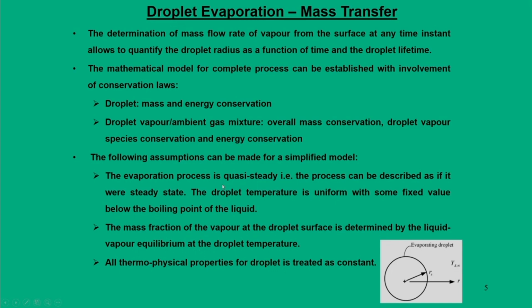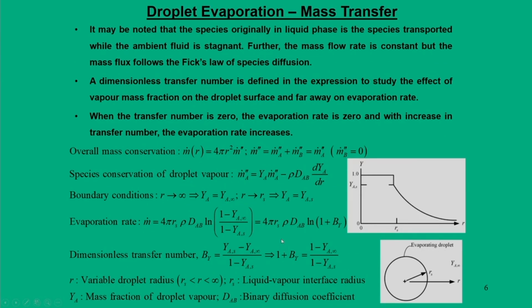The first one is that the evaporation process is quasi-steady. This means that the process can be described as if it were in steady state. The droplet temperature is uniform with some fixed value below the boiling point of the liquid. The mass fraction of the vapor at the droplet surface is determined by the liquid-vapor equilibrium at the droplet temperature, and all the thermophysical properties for the droplets are treated as constant.